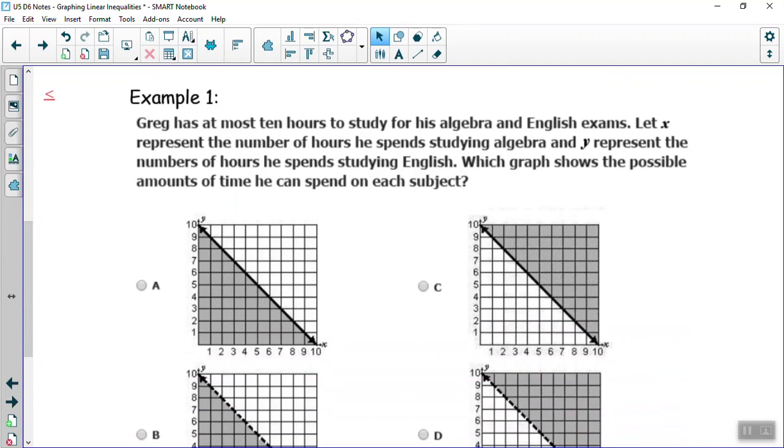All right, so move that to the side for a second. All right, Greg has at most 10 hours of studies for his algebra and English exams. We're going to let X represent the number of hours he spends studying algebra and Y represent the number of hours he spends studying English. Which graph shows the possible amounts of time he can spend on each subject?